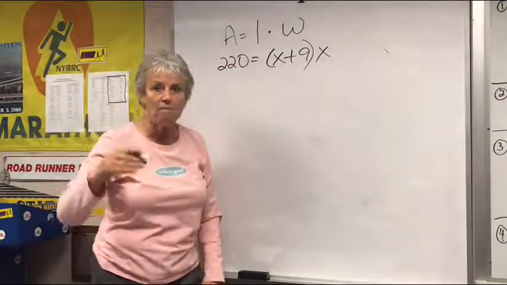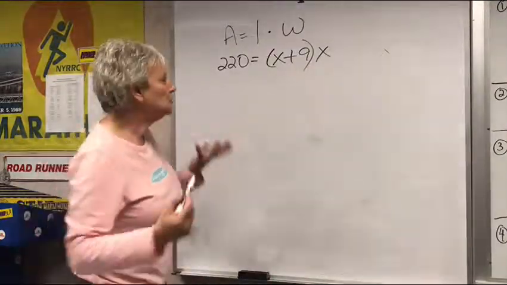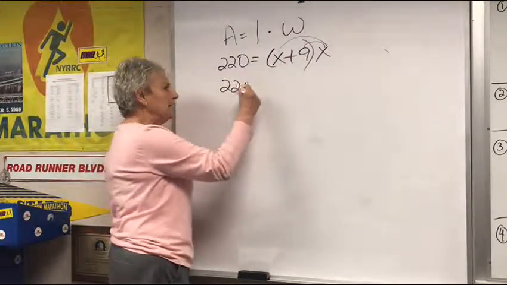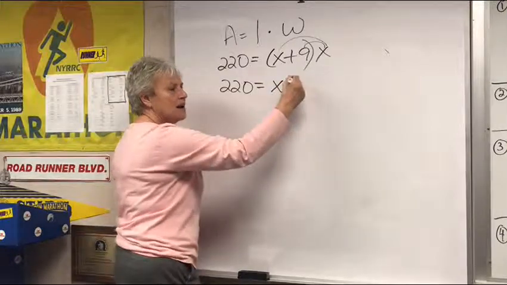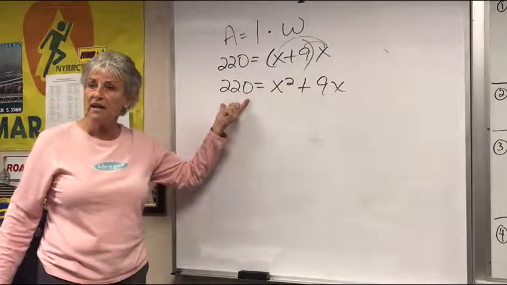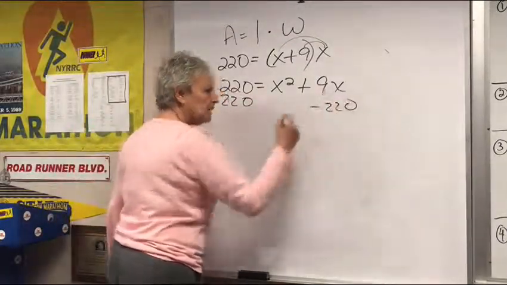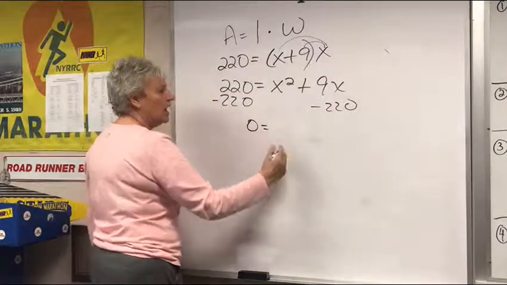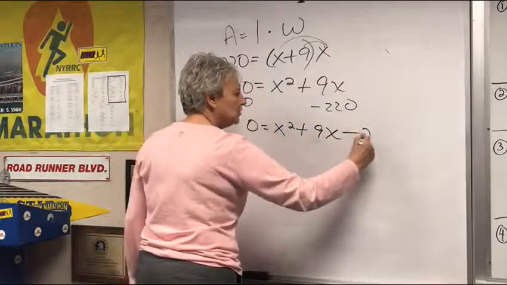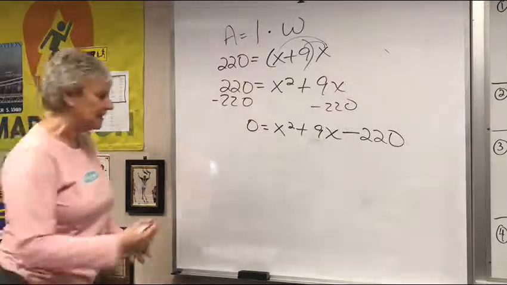Remember, if you're going to solve by factoring, you must always have it equal to 0 first. So let's use the distributive property first. 220 equals x squared plus 9x. Now I want a 0 here, so I'm going to subtract 220. 0 equals x squared plus 9x minus 220. I'm going to get the answer by factoring.